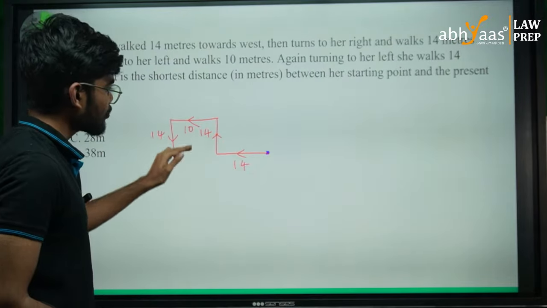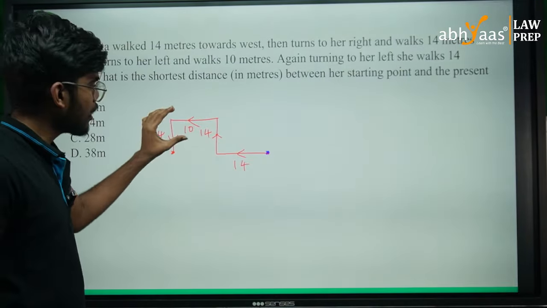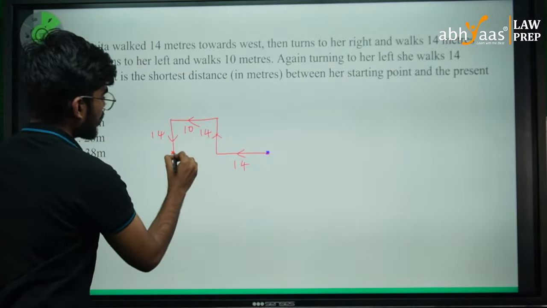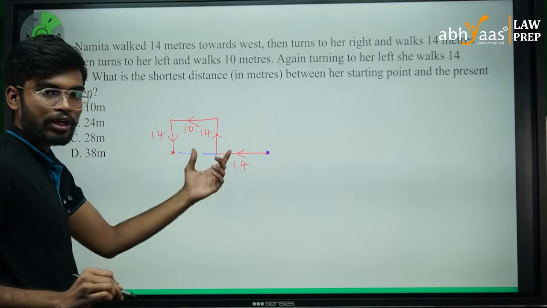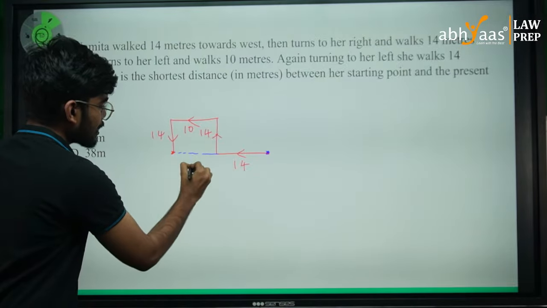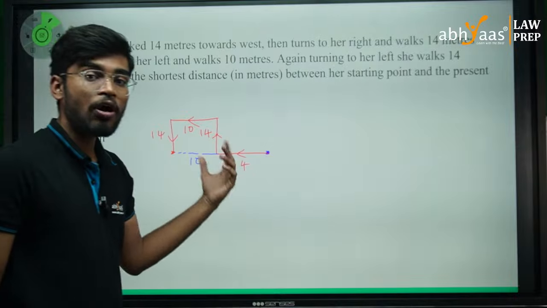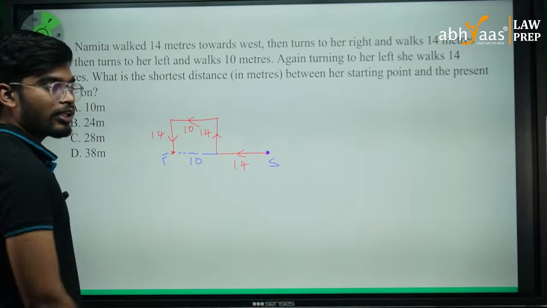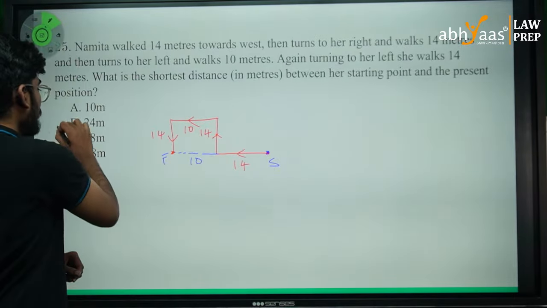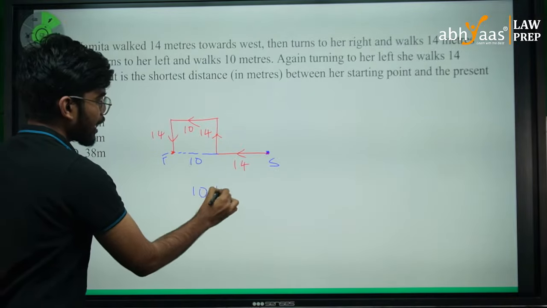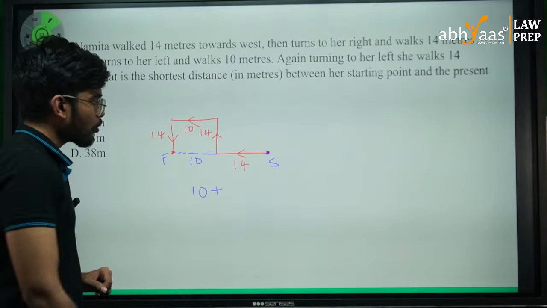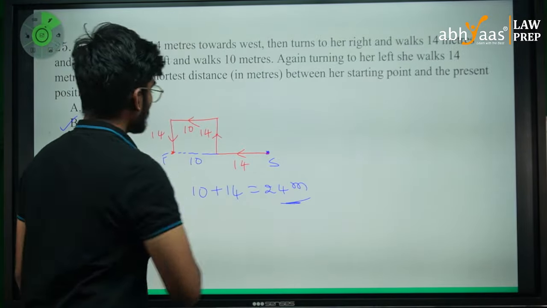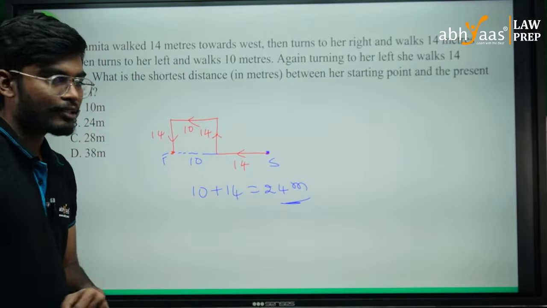See, these two lines are parallel because as these two are parallel, these two will be parallel obviously. So now, what is the distance from this point to this point? These two are parallel. So the distance will be 10 meters. So the shortest distance from the starting point to the final point is how much? It is 10 plus 14, which is equal to 24. Because the lines are parallel, the distances will be equal obviously, and it is 24 meters, which is in option B.